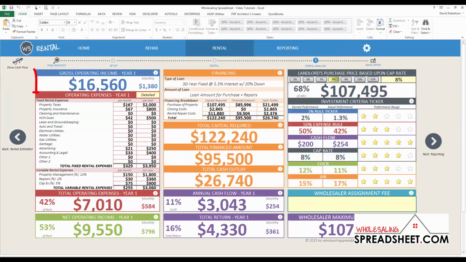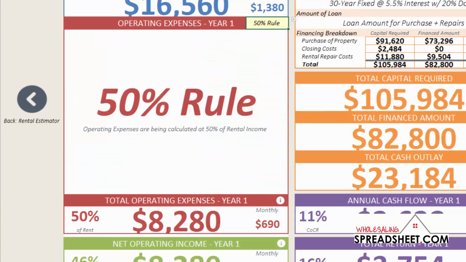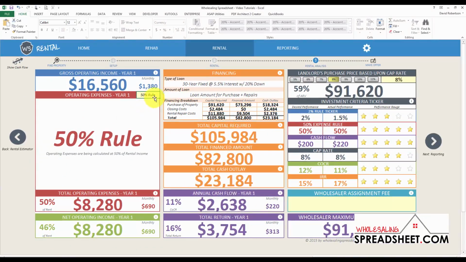The gross operating income is the total amount of rental income the property will generate after deducting rental vacancies. Operating expenses are expenses that are incurred to operate, manage, and maintain the rental property. The operating expenses can be calculated on a detailed basis or by using the 50% rule. By selecting 50% from the drop-down menu, the operating expenses will be calculated at 50% of gross operating income.